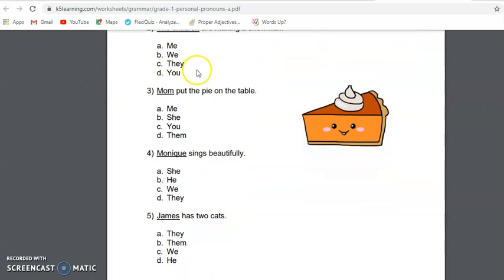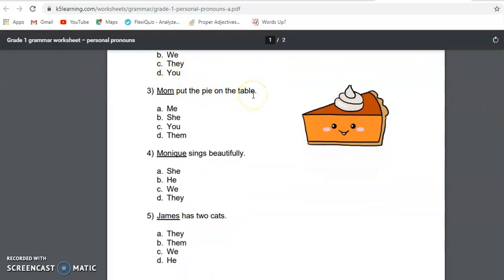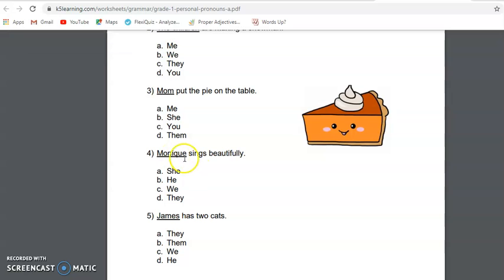Number 3. Mom put the pie on the table. What pronoun could I use to replace the noun mom? Number 4. Monique sings beautifully. What pronoun can I use to replace Monique? Number 5. James has 2 cats. What pronoun can I use to replace the noun James? If you are finished, then you can go ahead and play the video. If you still need time to finish, pause the video now.